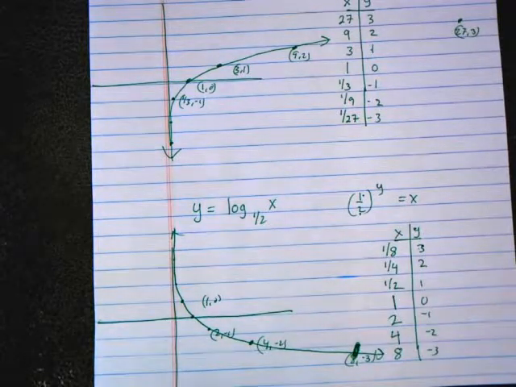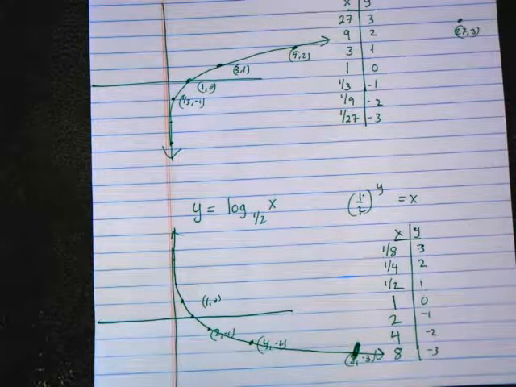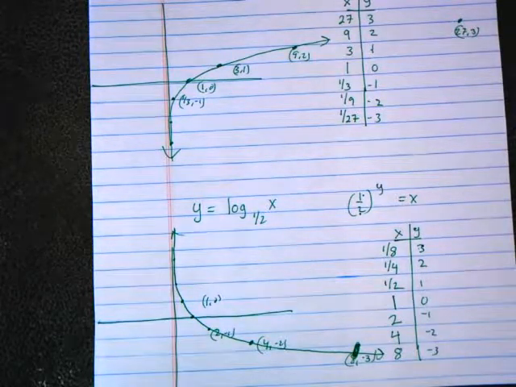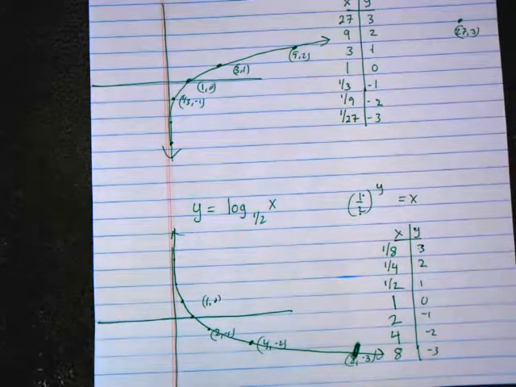When we graphed the other day when we graphed exponential functions, we had an asymptote, didn't we? What was our asymptote when we graphed exponential functions? What line did they get close to but never ever touch?